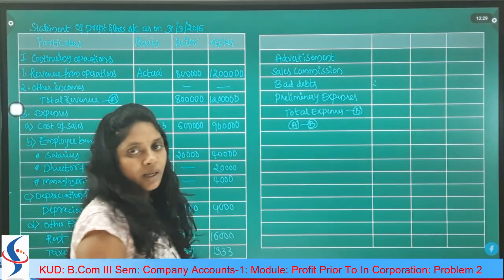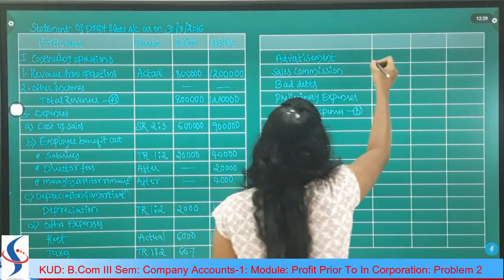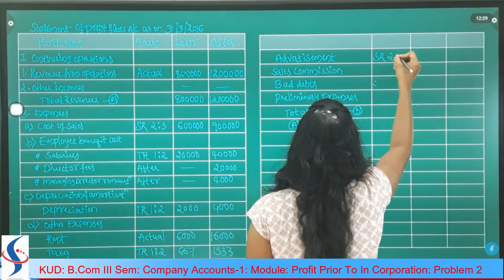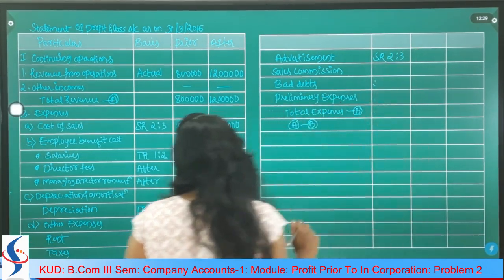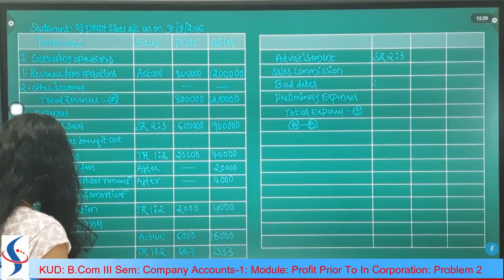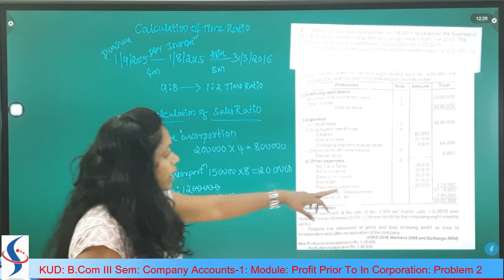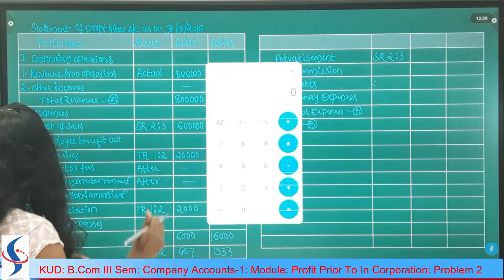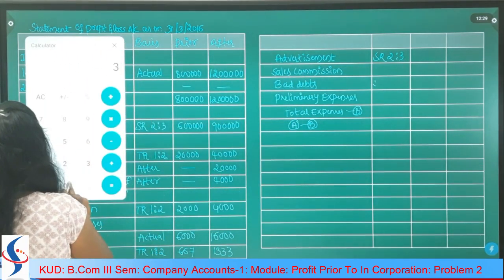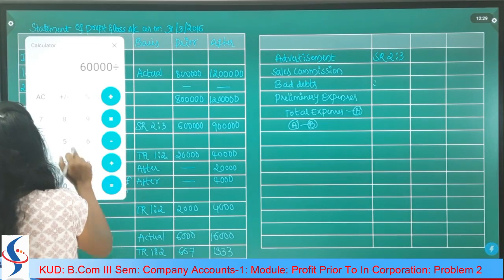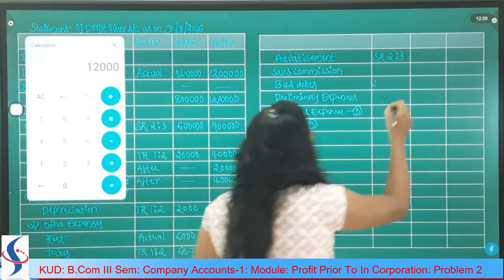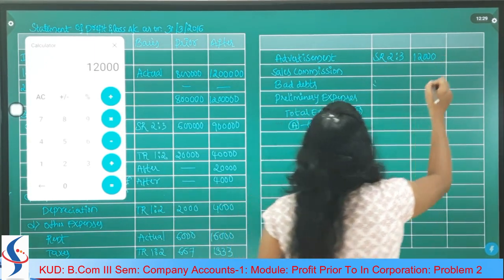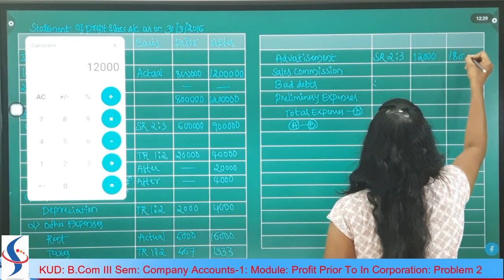Next we'll move on to advertisement. Advertisement is not a fixed expense, it is directly connected to sales. We should divide using sales ratio, that is 2:3. What is the advertisement amount? We'll refer to the question again. Yes, advertisement amount is 30,000. 30,000 into 2 divided by 5, which will be 12,000. Advertisement for the prior period is 12,000. 30 minus 12 will be 18,000 for the after period.